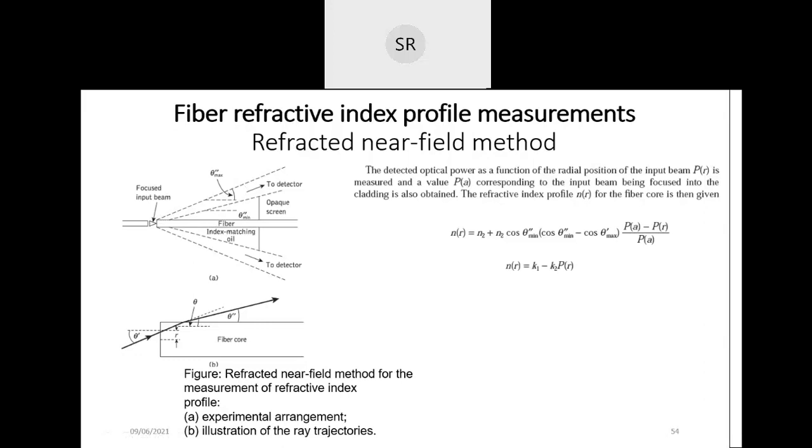In the general case, the light is incident inside the fiber, and according to the numerical aperture of the given particular fiber, it will propagate through the fiber.